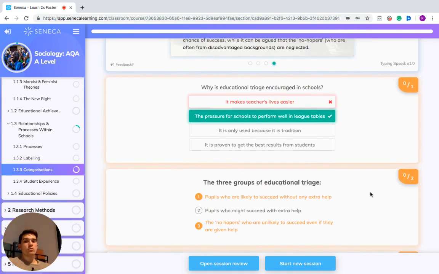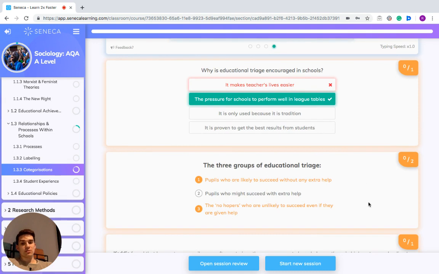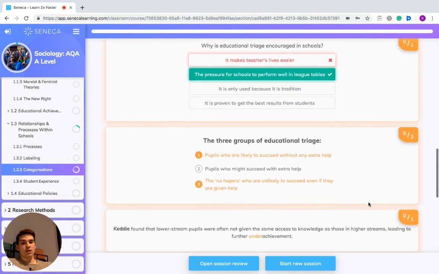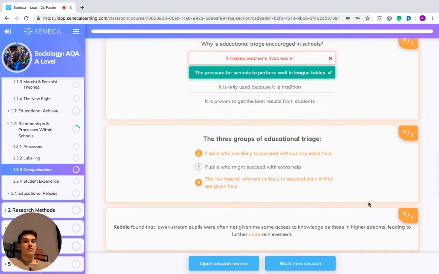There are three groups that you need to remember for educational triage, and those are the pupils who are likely to succeed without any extra help, pupils who might succeed with extra help, and the no-hopers, so to speak, who are unlikely to succeed even if they're given help. Sounds pretty nasty when you say it like that, doesn't it?